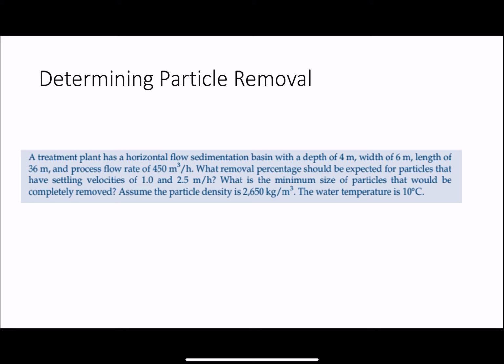Let's look at this example. A treatment plant has a horizontal flow sedimentation basin with a depth of 4 meters. So you have a horizontal flow sedimentation basin with a depth of 4 meters. So there's a tank. Okay, so the depth is 4 meters.